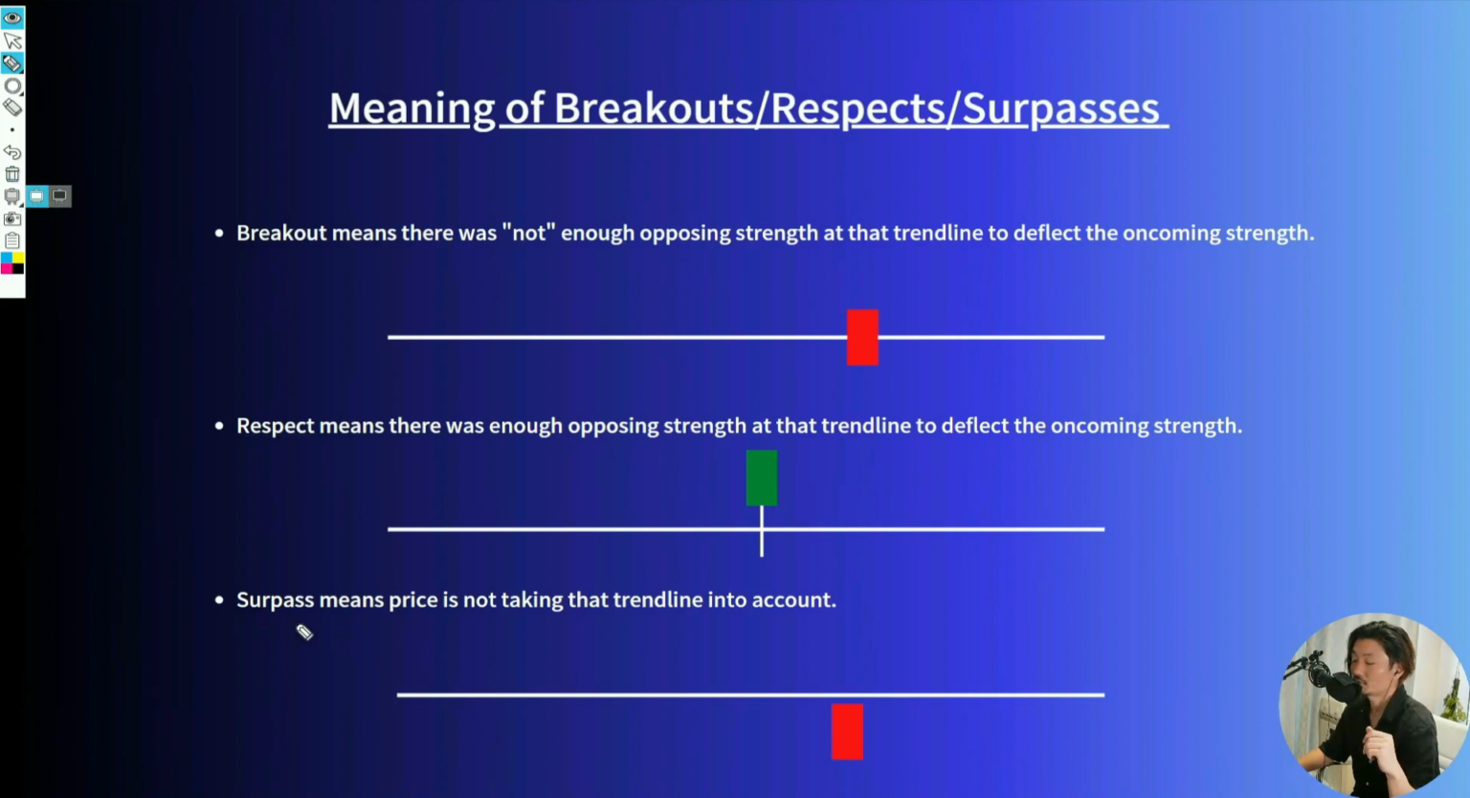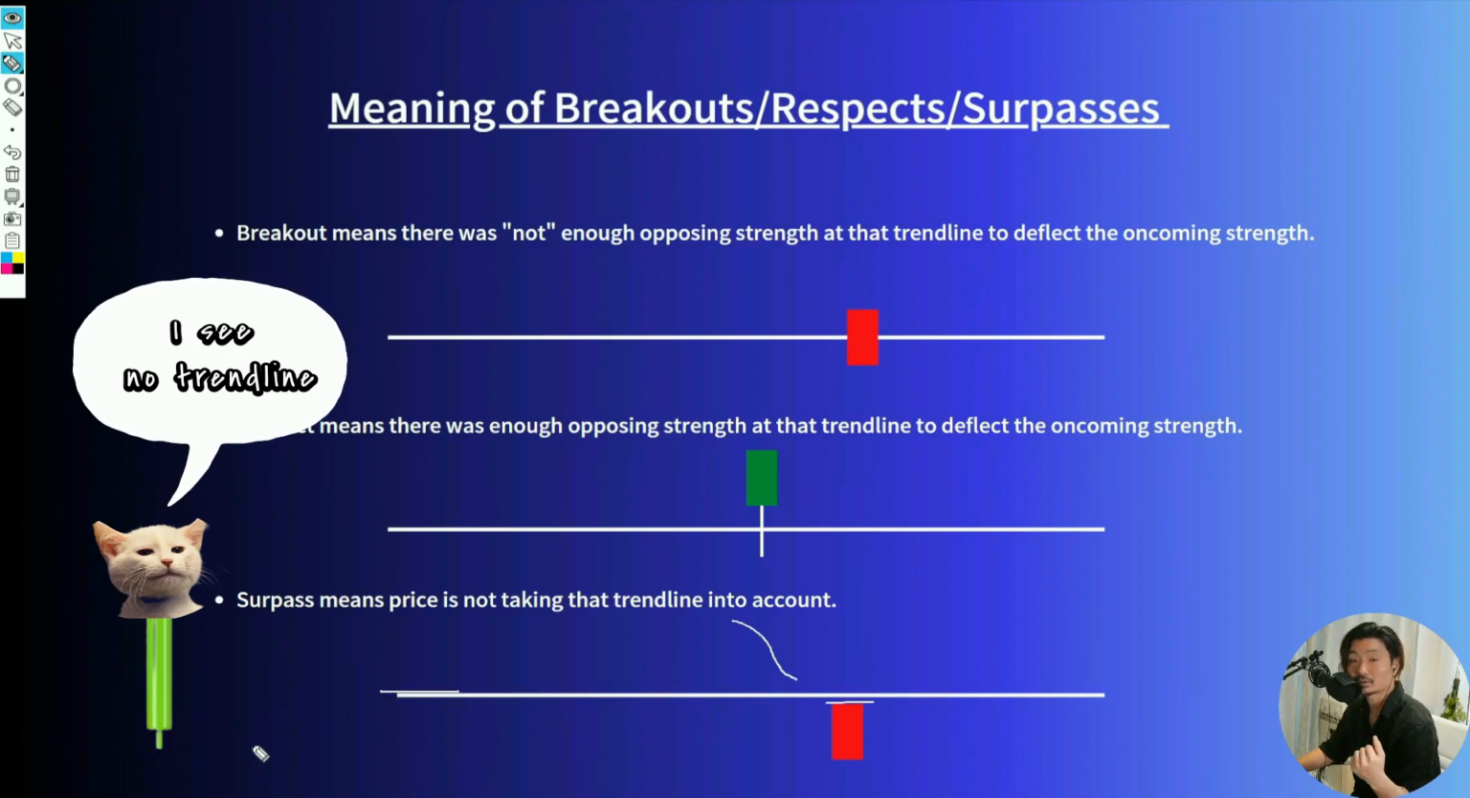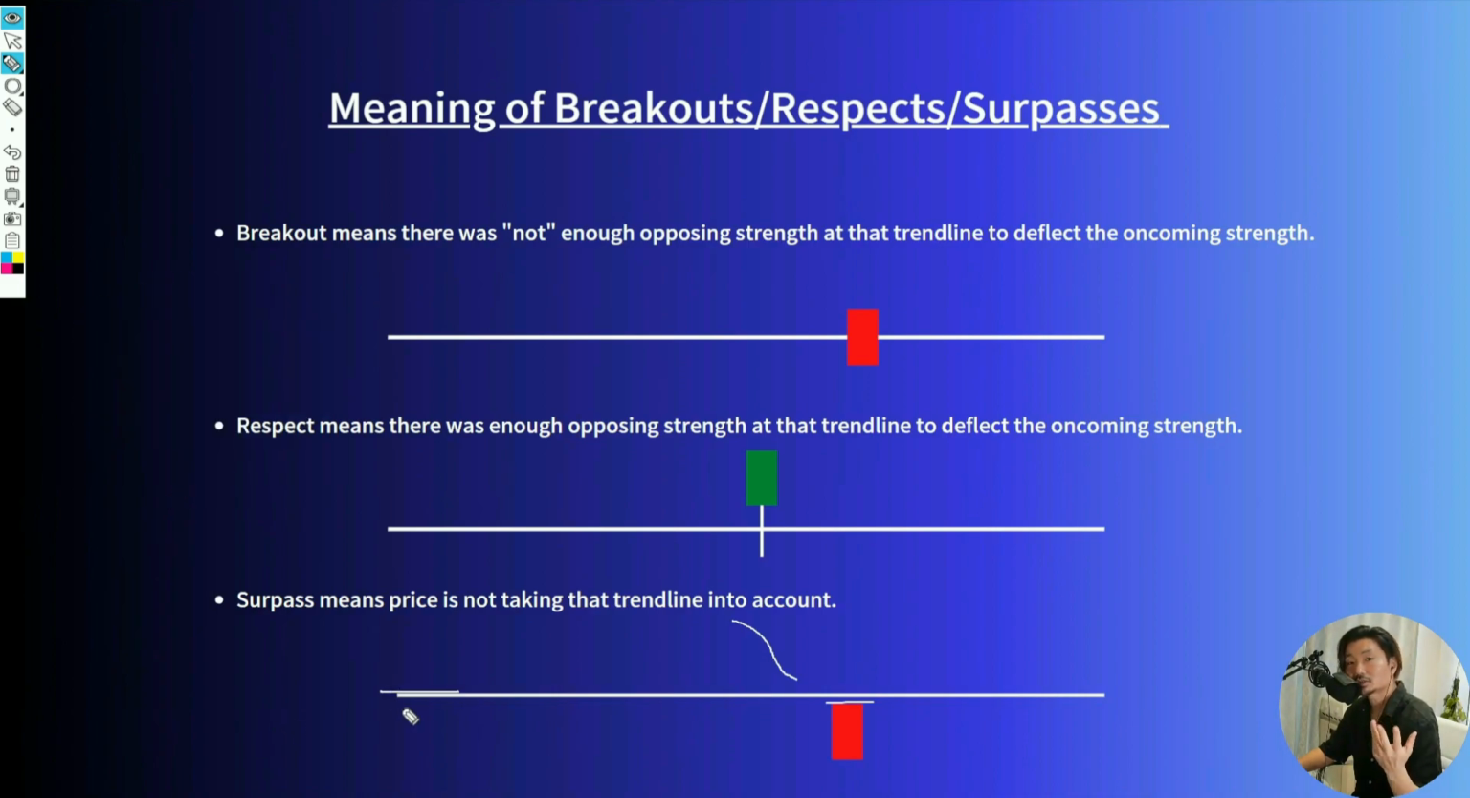Okay? Number three, a surpass means price is not taking that trend line into account. So if price is coming down toward this trend line and surpasses it like so, the way you want to interpret this is that price is not taking this trend line into account, which means you as a price action trader do not have to take that trend line into account also. Okay, so now that we covered the basics of support and resistance, let's get into more detail of how a price action trader uses support and resistance in trading.